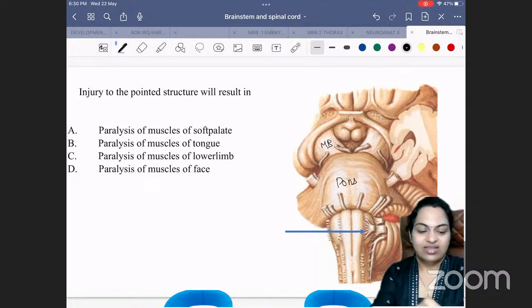Yes. You can keep entering in the chat box. You can just tell me what is the structure pointed at. It is a nerve, right?